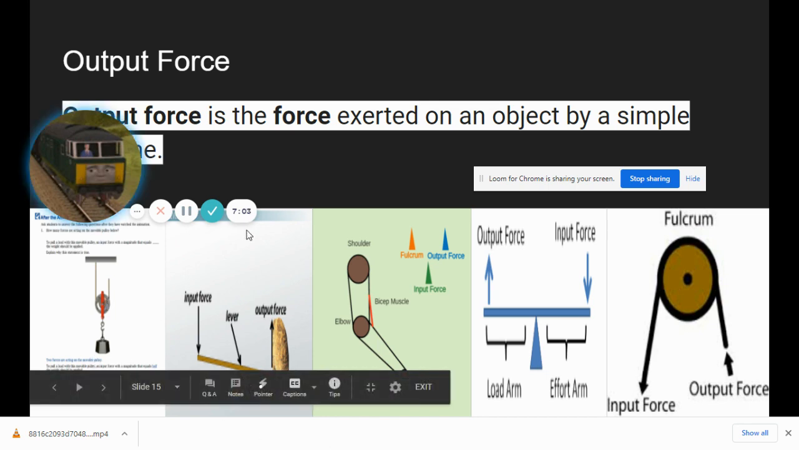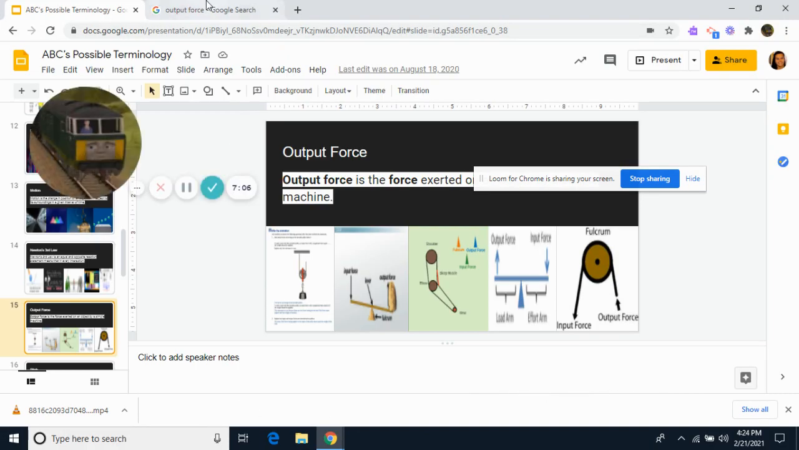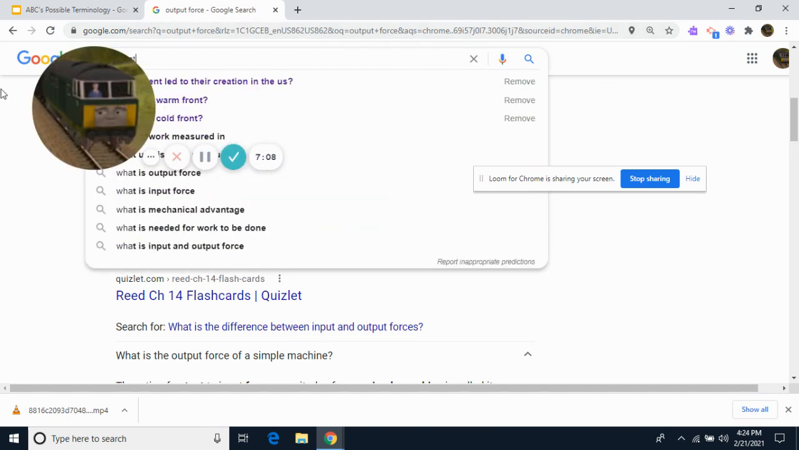So I'm going to tell you what the output force is. So I'm going to type.